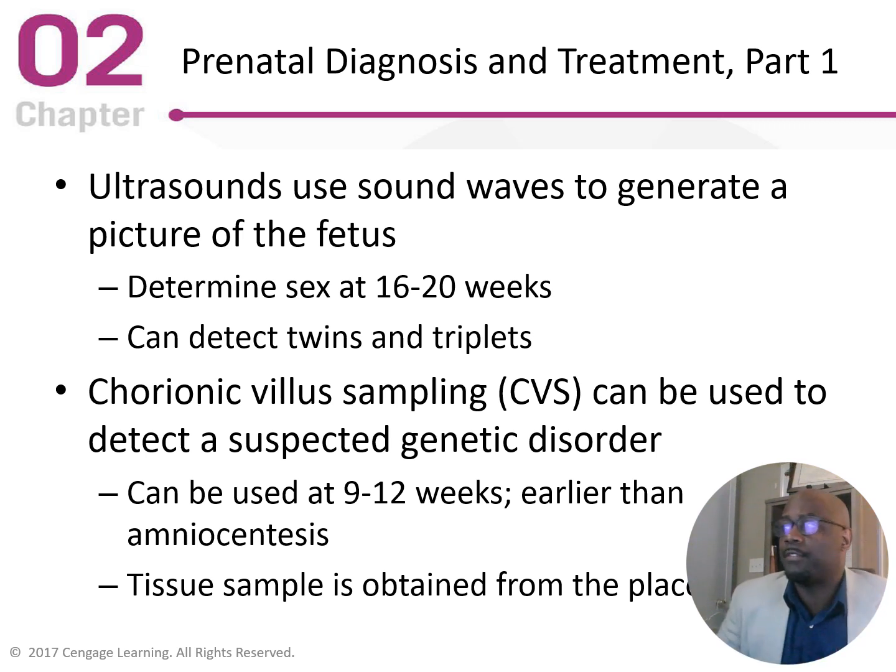Ultrasounds use sound waves to generate a picture of the fetus, determine the sex from 16 to 20 weeks out, and can detect twins and triplets, right? Chorionic villus sampling (CVS) can be used to detect a suspected genetic disorder. It can be used 9 to 12 weeks earlier than amniocentesis. Tissue samples are often obtained from the placenta.